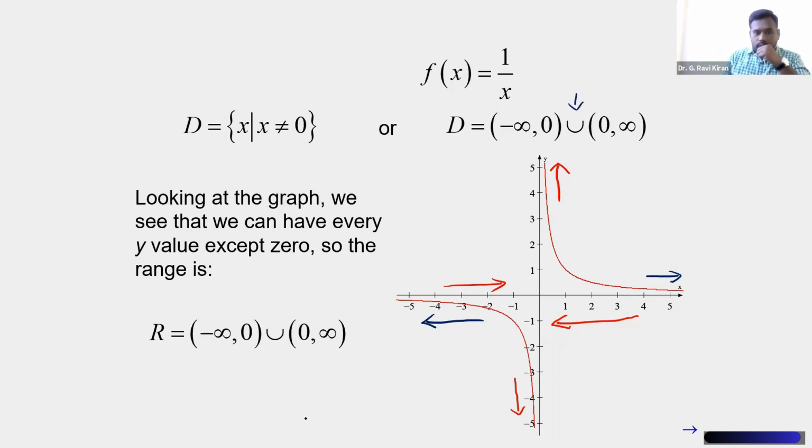And even the range, since you cannot get a function value of 0 for any number, you may get a number which is very close to 0, but you cannot get exactly 0 as the function value. So even in the range, I'm excluding 0. You will get all other real numbers as function values except 0. That's how, in this case particularly, both domain and range are the same.